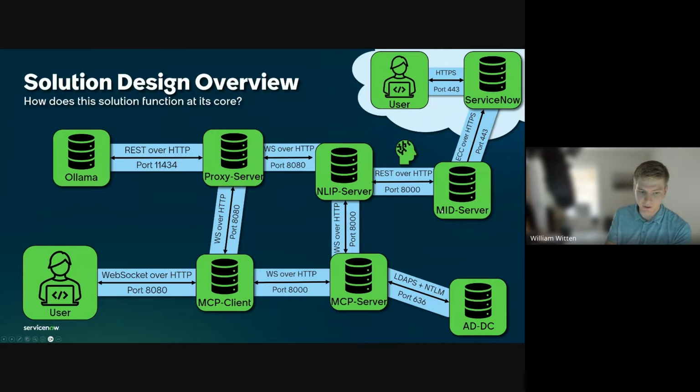This is the structure of everything. I was also using a local Ollama deployment to power all of my Gen AI capabilities, and we'll talk through that in a bit more detail coming up. But as you can see, this is where that NLIP happens, between the MID server and NLIP. And then we also have our MCP server that is running MCP.